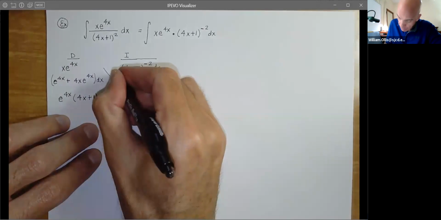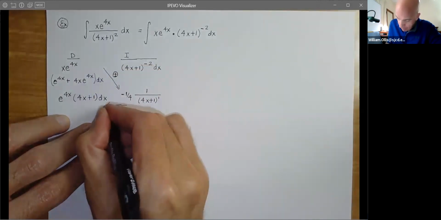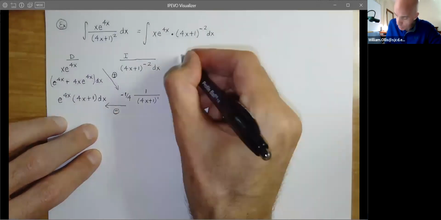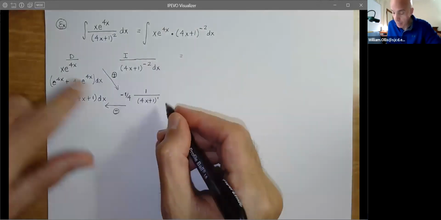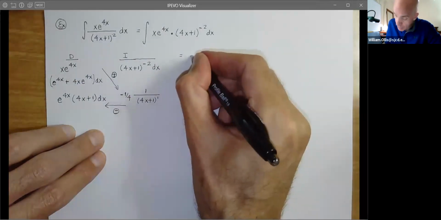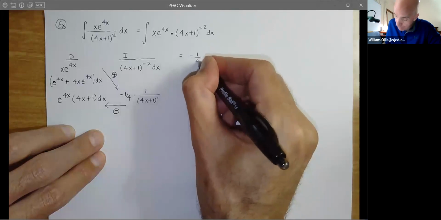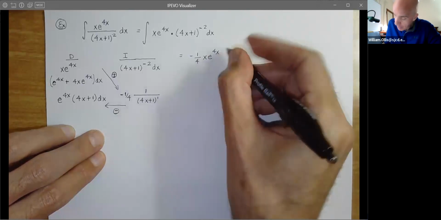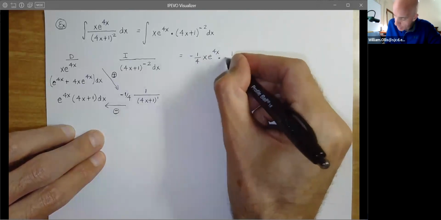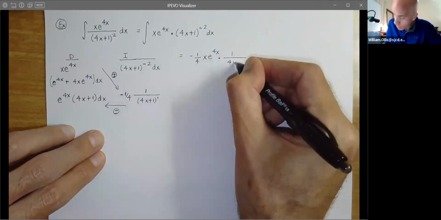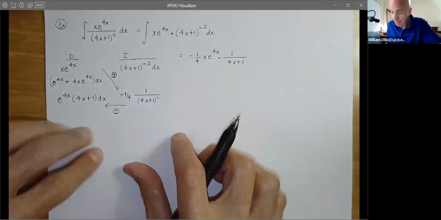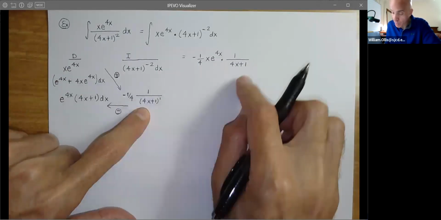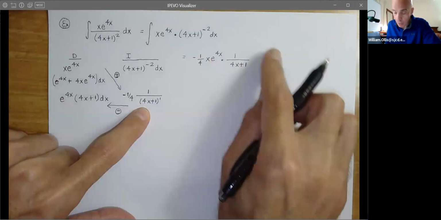So now when we connect UV minus the integral of v du, we take this and say, what's this equal? Okay, well, the UV, so we get a -1/4. We'll pull that out to the side, -1/4 x e to the 4x, and then times, and we'll make a fraction out of that, 1/4x plus 1. So again, -1/4 x e to the 4x, and then the 1/4x plus 1 right there. That's the UV right there.